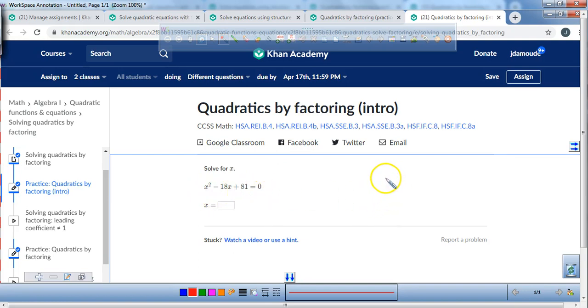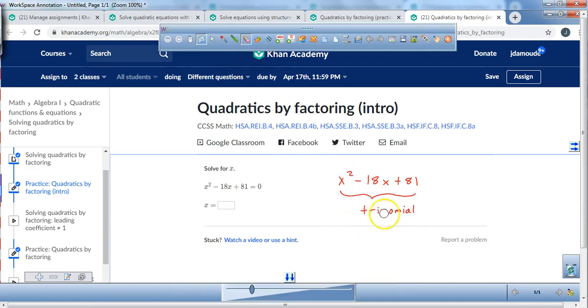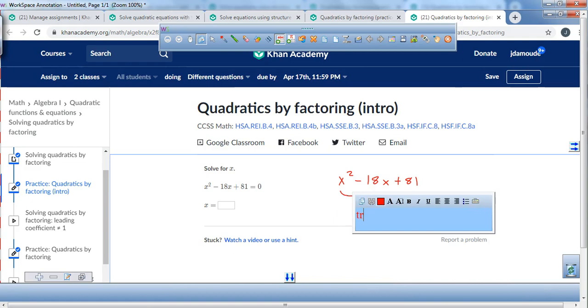Just remember, factors are numbers that, when multiplied together, equal a certain product. So we have a certain product right here that is x squared minus 18x plus 81. Now, this whole thing right here is called a trinomial. I'm going to write it down. Maybe I better type it. Let's type that. Yeah, that's better. This is a trinomial.